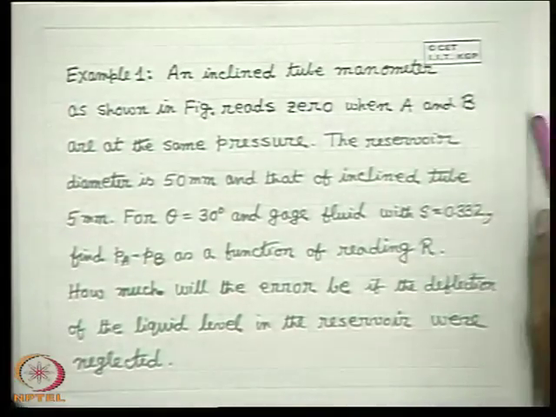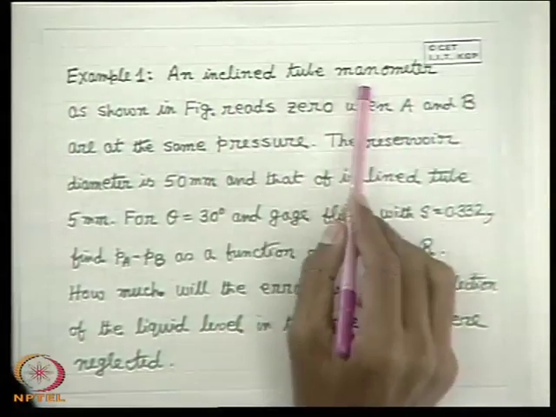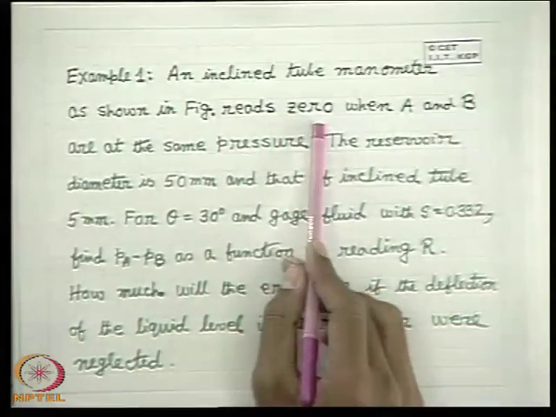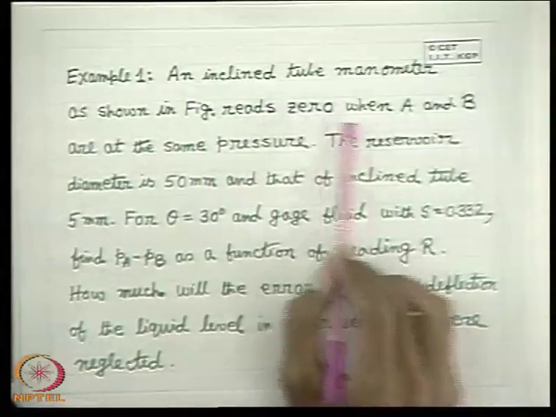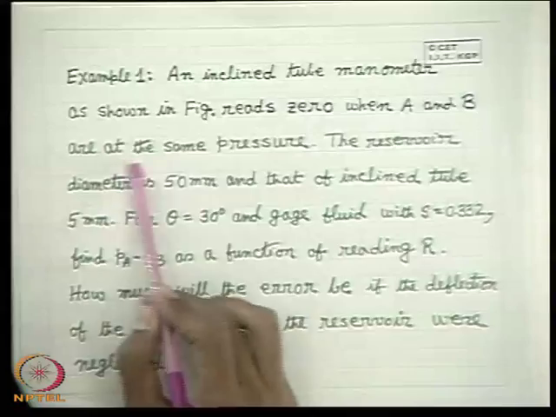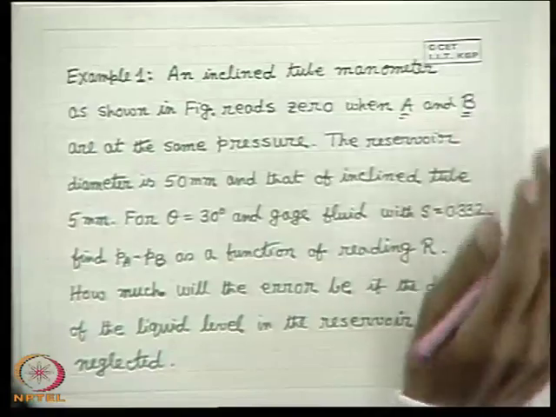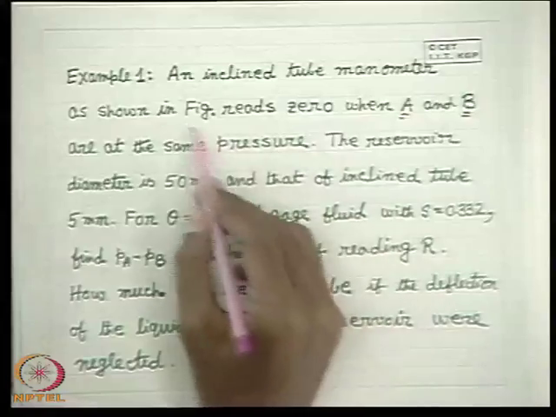Well, now after this, I will solve a few examples, which are very important. First is example 1, an inclined tube manometer. An inclined tube manometer, as shown in the figure, which I will show afterwards, reads 0 when A and B are at the same pressure. This A and B requires the figure, so you just recall it.